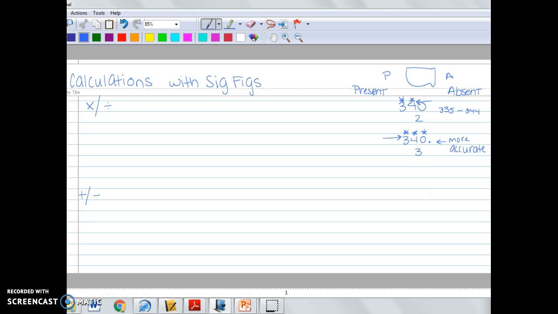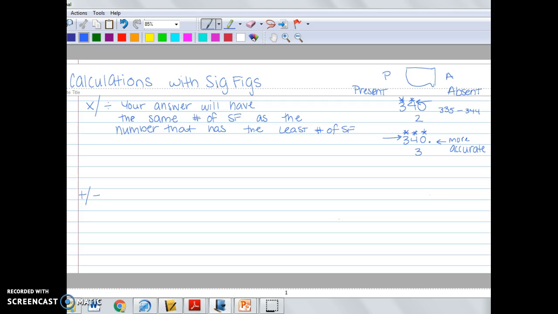So when we talk about calculations with sig figs, there's 2 main rules. There's the multiplication and division rule and the addition and subtraction rule. So when you multiply and divide, your answer will have the same number of sig figs (SF is short for sig figs) as the number that has the least number of sig figs.